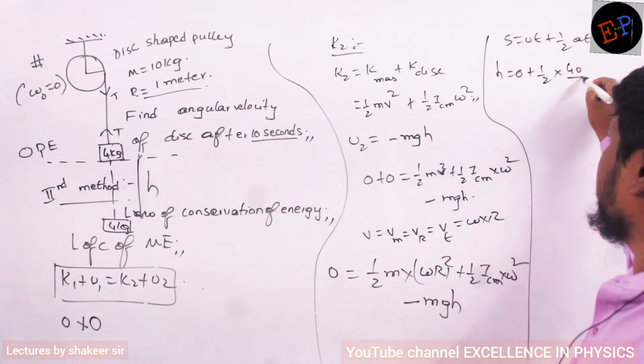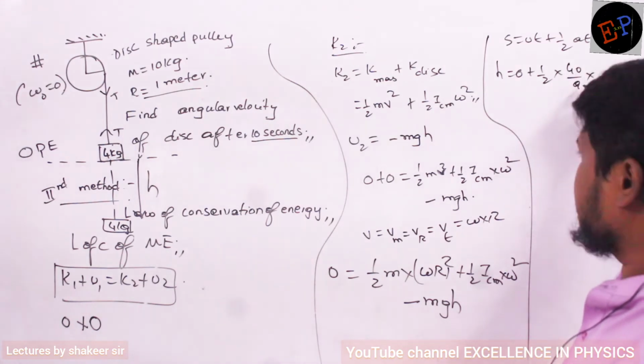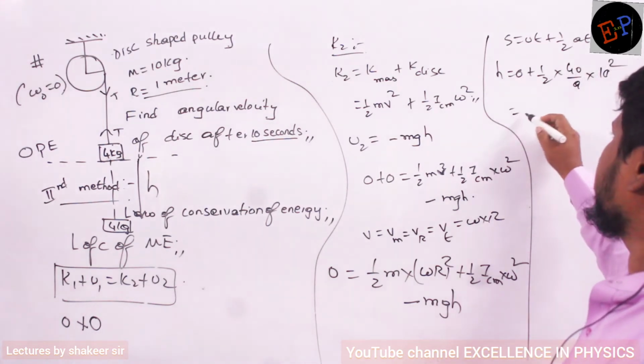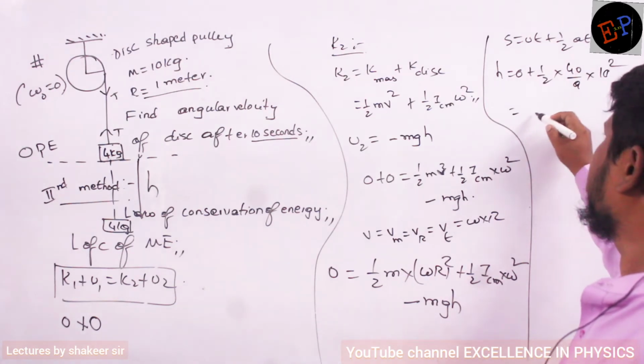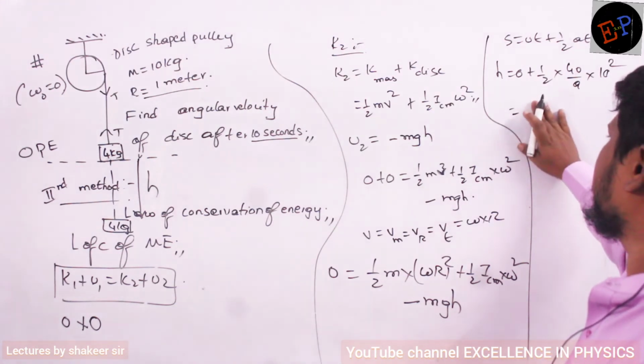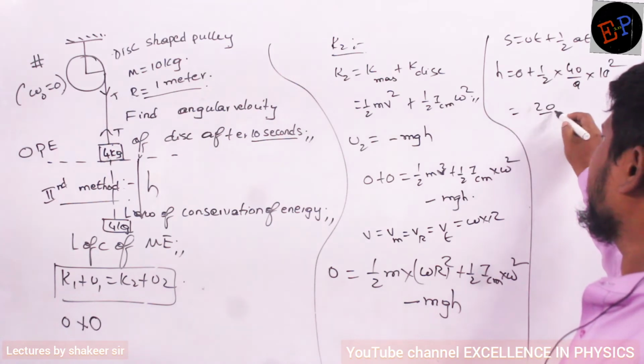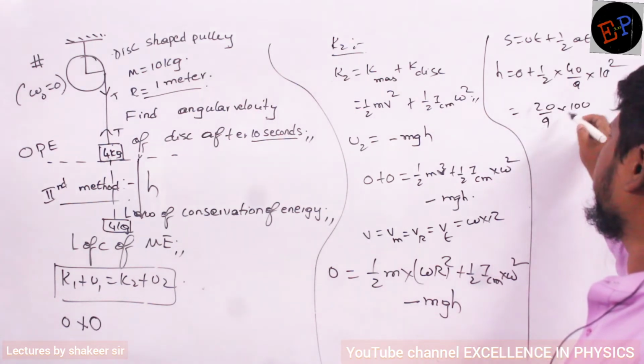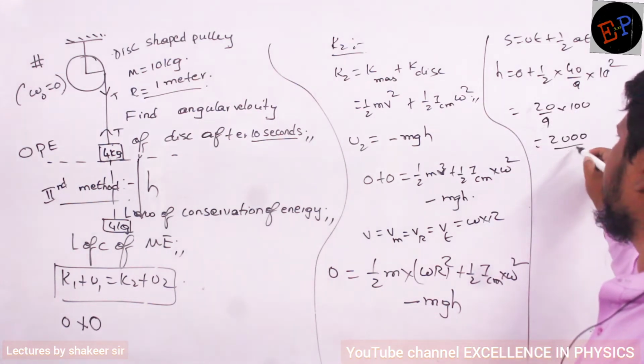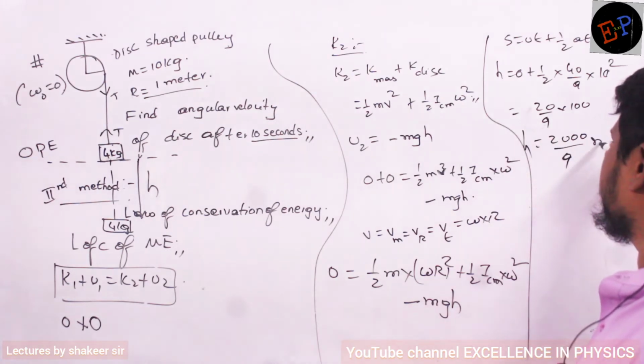40 by 9 into time is how much? 10 square. Clear, no? So therefore how much? Half into, I can write 20 by 9 multiplied by 100. Clear, no? So 2000 divided by 9. So this is the height reached by the particle.